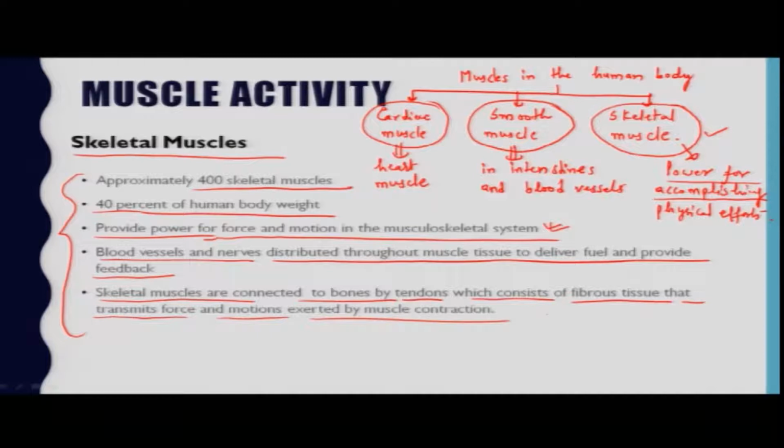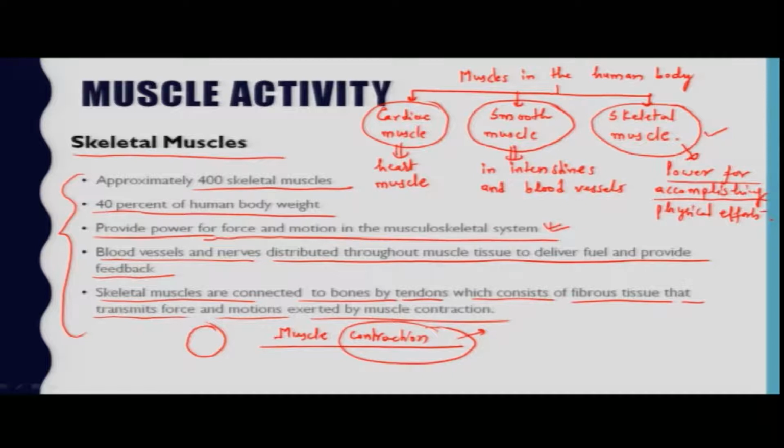A skeletal muscle functions by contracting between the bones to which it is attached, and contraction occurs when the muscle is activated in response to impulses from the body's central nervous system. In fact, when we talk about muscle contraction, it doesn't mean that the muscle has become shorter. This particular contraction refers to some sort of physiological condition of the muscle when it is activated.